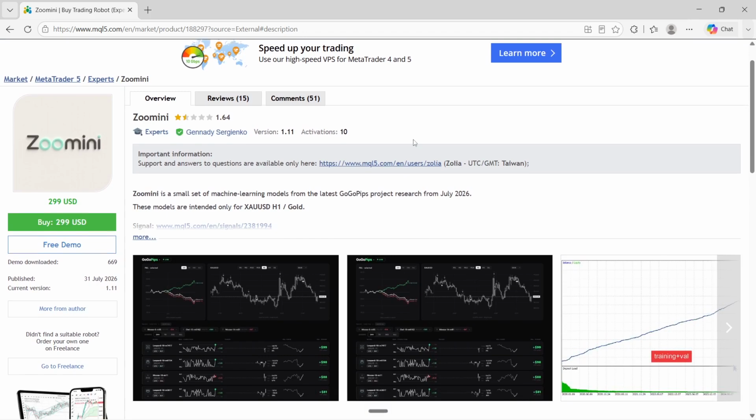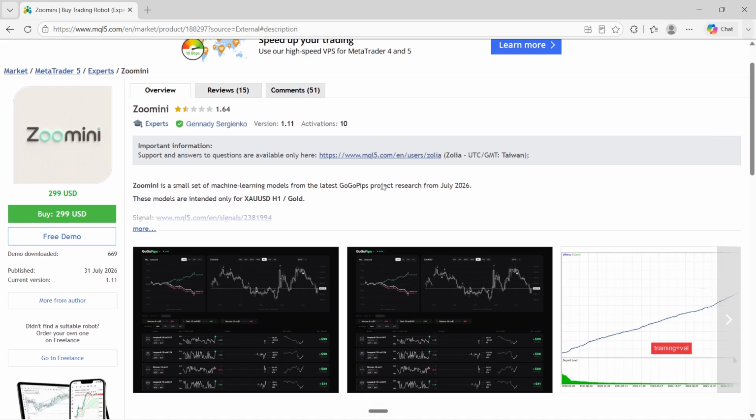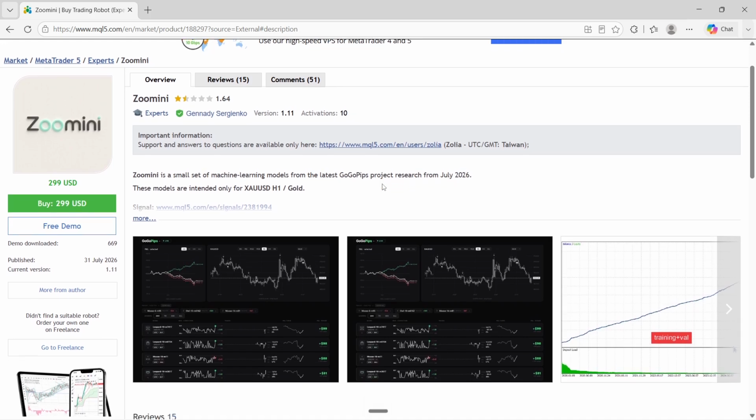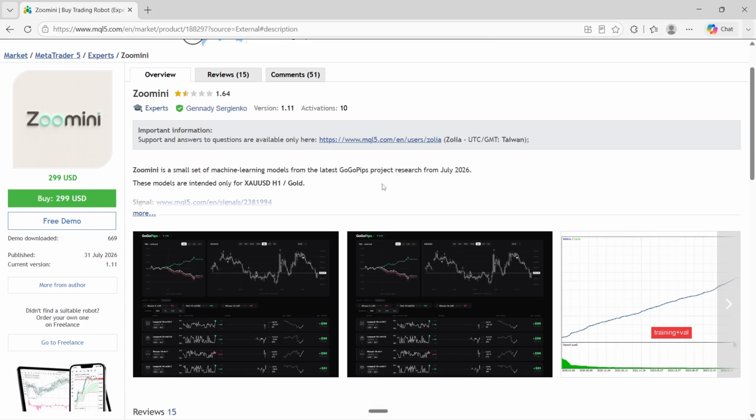Alright, hey everyone, welcome back. Today we're reviewing the Zoomini EA for MT5. This is a machine learning model set from the GoGoPips research project focused exclusively on gold. So let's break down what it actually is and the important caveats.